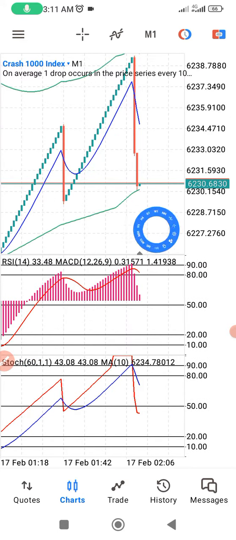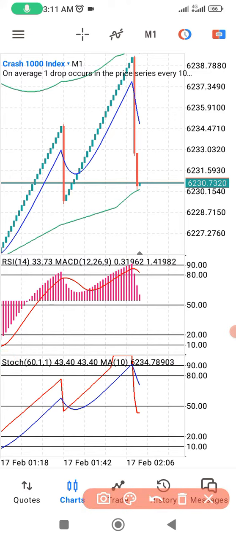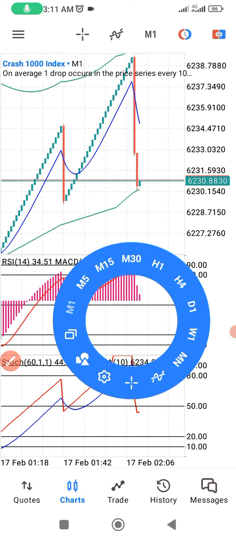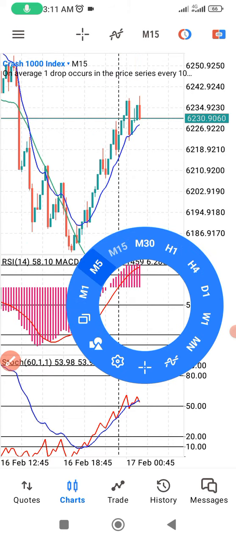I don't intend this video to be long. You do the opposite. You pick up your crash. You can see this is Crash 1000, and then you can see this happening. These conditions are met. Good. Then you see this number, from 30 it begins to drop. You be patient to allow the RSI number to get to 30, 20. Then you make your entries and you are good to go.